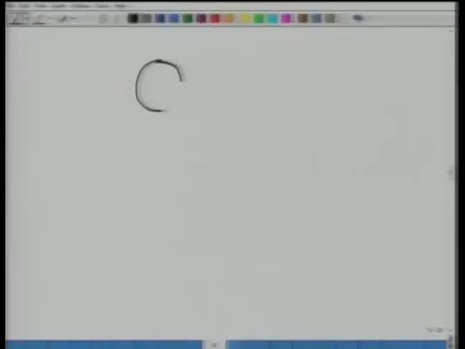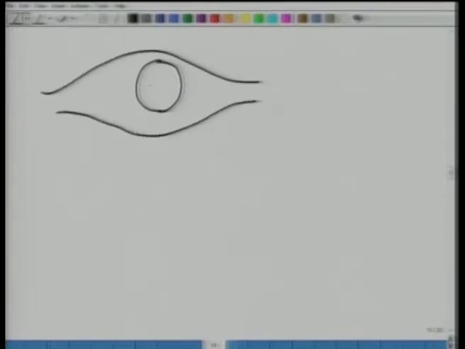Just for an example, suppose we have a single sphere, and we have a flow like this. It's a similar example where we have a sugar ball or salt or naphthalene ball, and we have been asked to predict this mass diffusion flux NA.